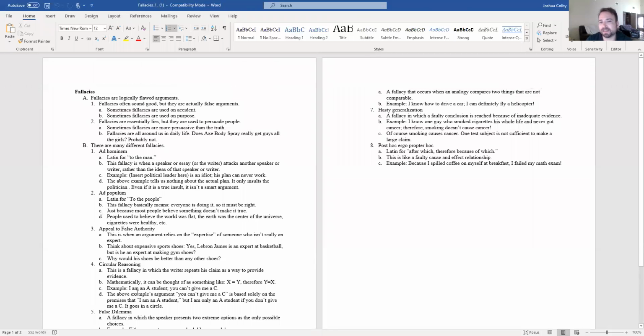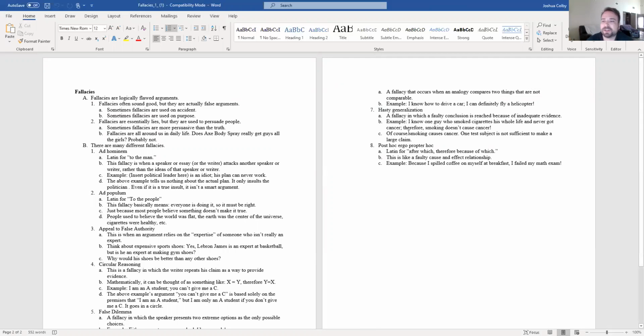Faulty analogy. Faulty analogy is when you compare two things that can't really be compared. I think a lot of times when writers are trying to be flourishing with their craft, they'll use similes and metaphors where they're comparing things that can't really be compared. My example here is the idea of, I know how to drive a car, so I can definitely fly a helicopter. Yes, they are both vehicles of some kind, but I can't really compare my experience driving a car to the experience flying a helicopter.